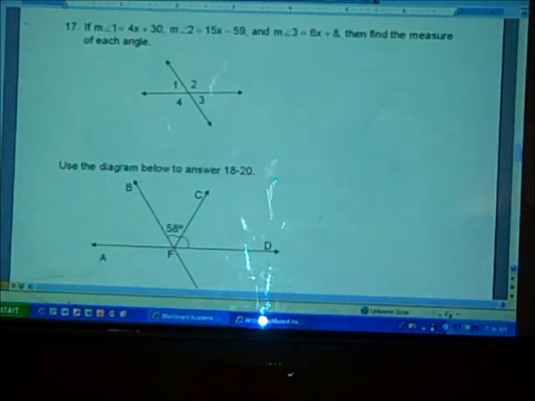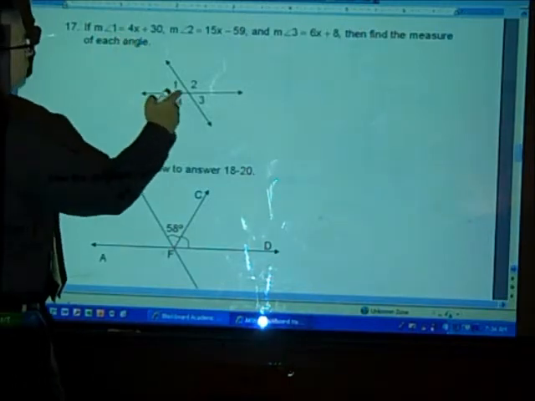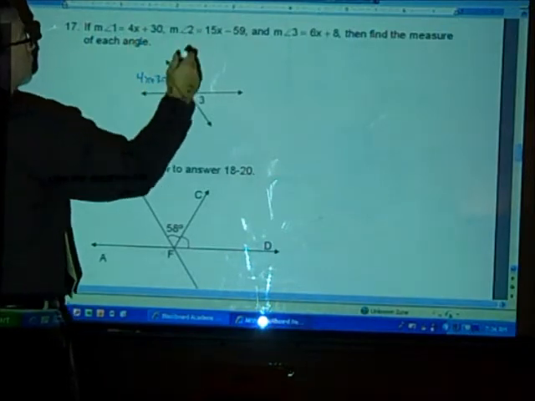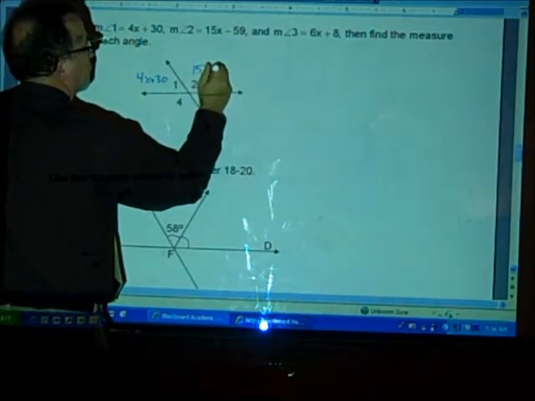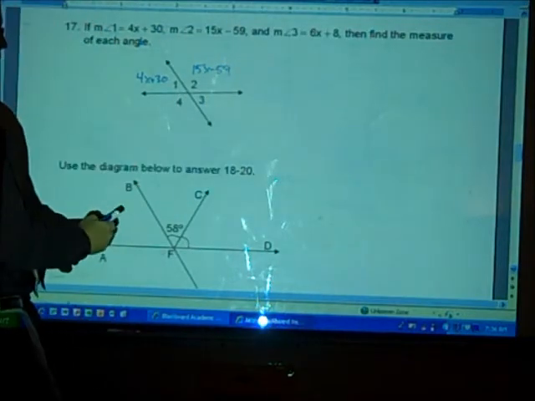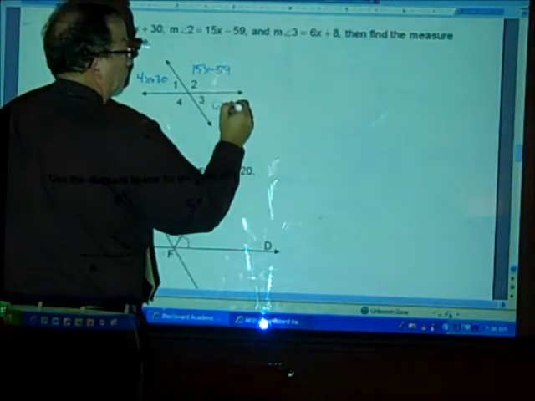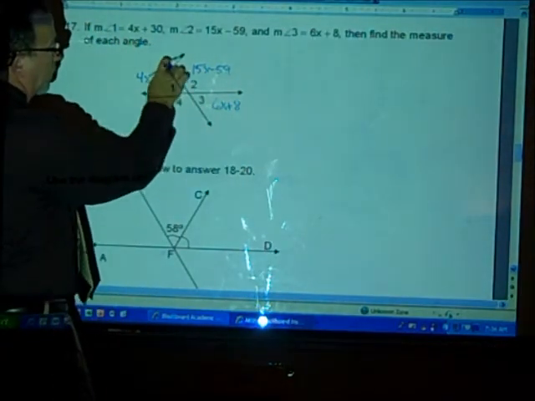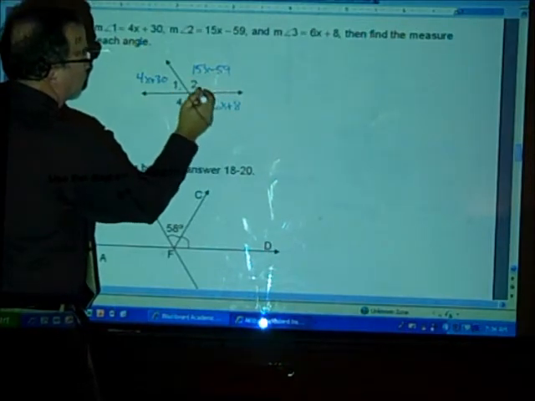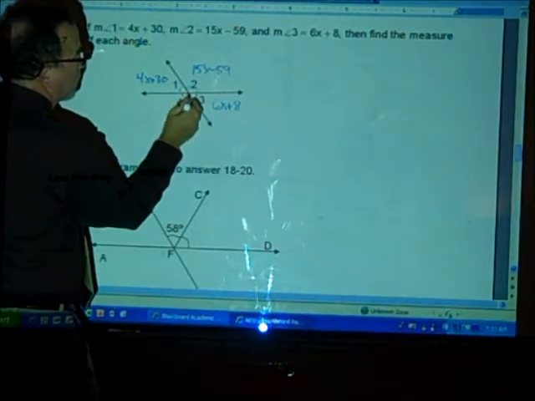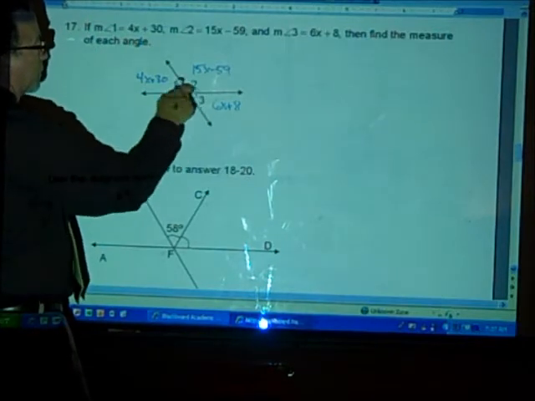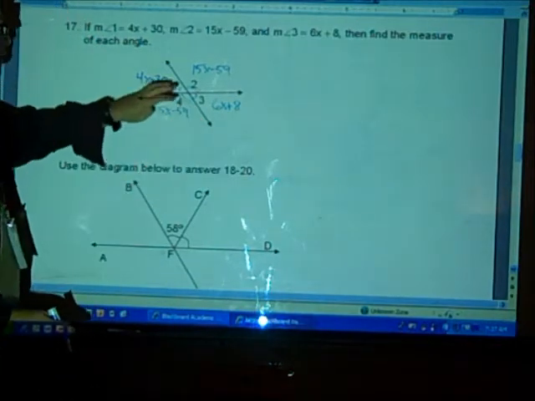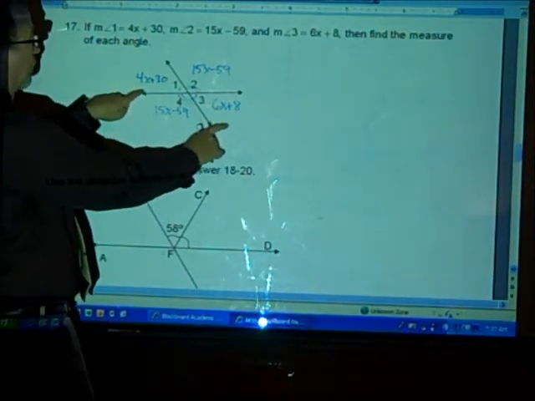The measure of angle 1 is 4x plus 30, and so on. So let's just put this right in. 4x plus 30. 2 is 15x minus 59. 3 is 6x plus 8. And find the measure of each angle. Okay. We know that these are formed by two lines, so the ones across from each other are going to be congruent. 1 is congruent to 3, 2 is congruent to 4. That can help us, but we know that those are going to have to be equal. So now, solve for x.